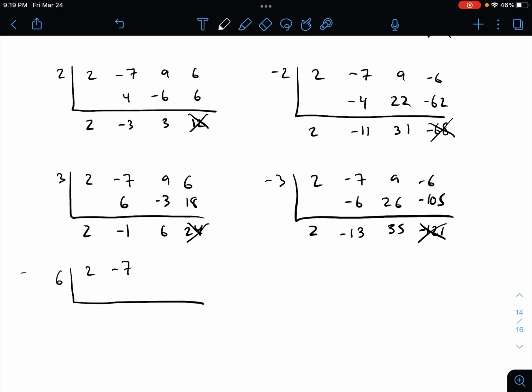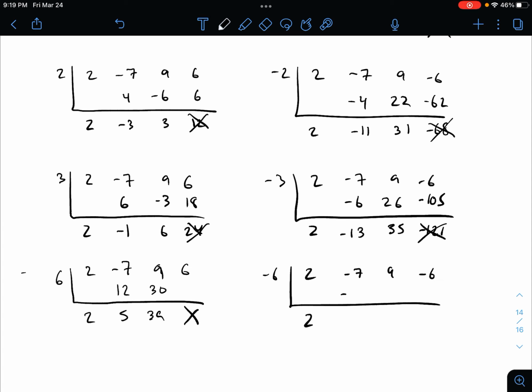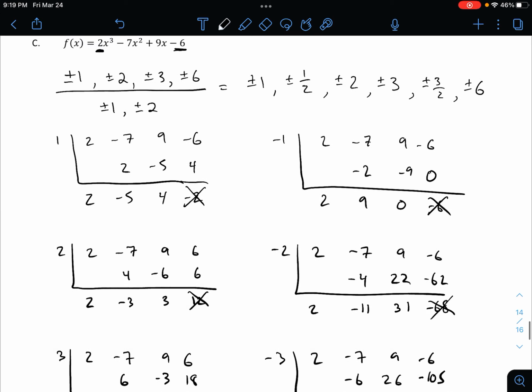And it could be where you have these problems that just take you a little bit of time to figure out. That's okay. That's normal. 2 times 6 is 12. We add these, get 5, 30, 39. I already know that's not going to work. That's way too big of a number. Try a -6. We got 2, -7, 9, -6. Bring down the 2. That's -19. This is already way too big, right? So I know this is not going to work as well.